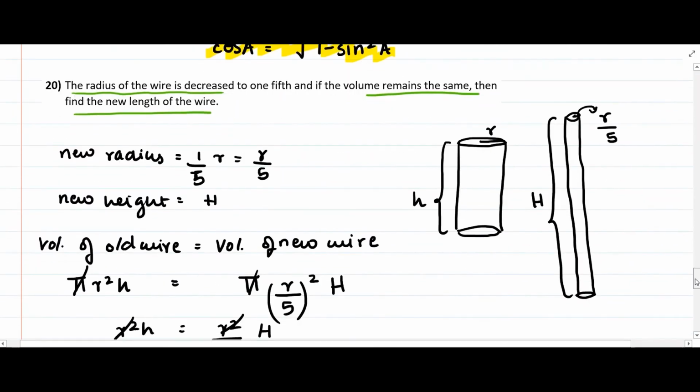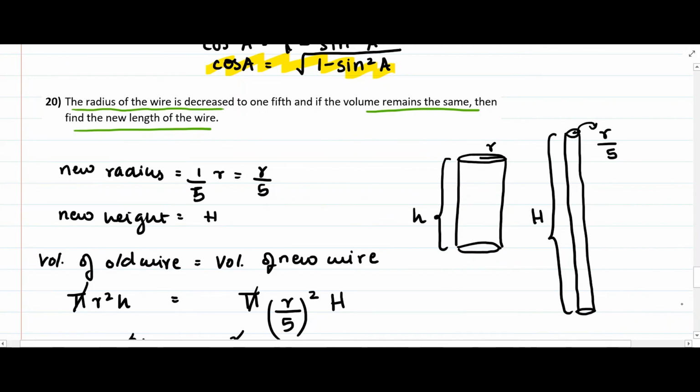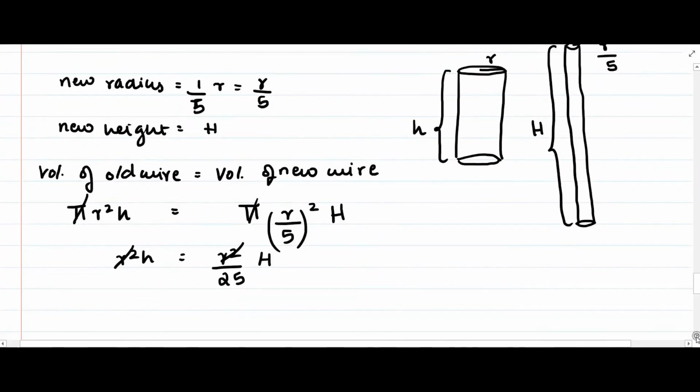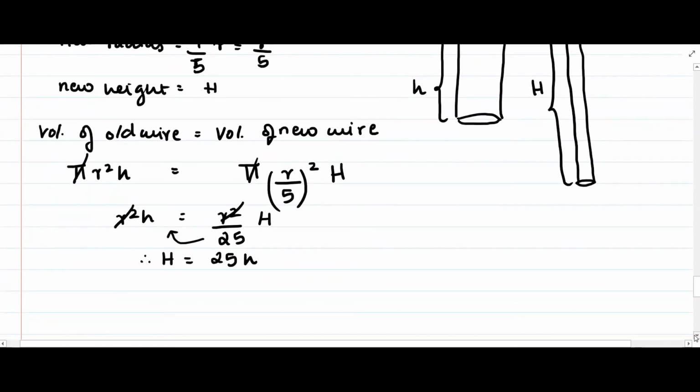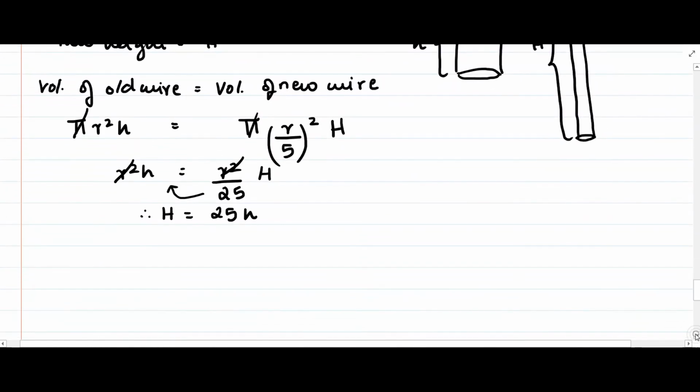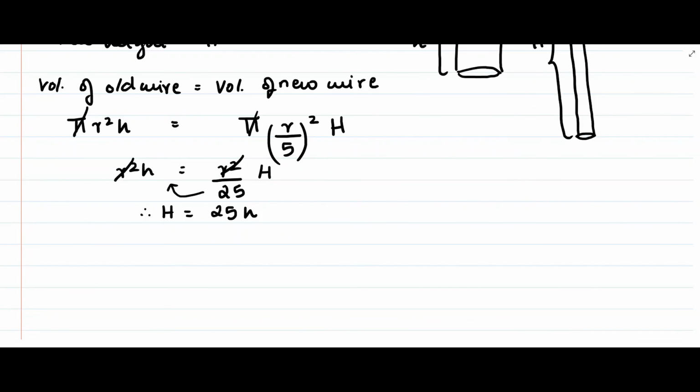The question is find the new length of the wire. So that means we have to find the capital H. So we will have capital H on one side and we'll take 25 to the other side. So it becomes 25 into small h. So now the new height will be 25 times of the old height. This is the required answer. Hope you all understood this question.